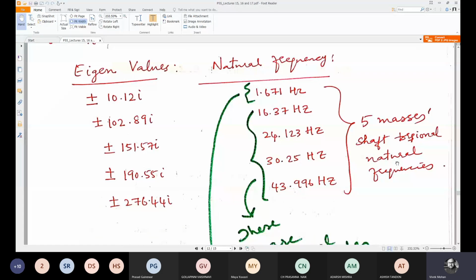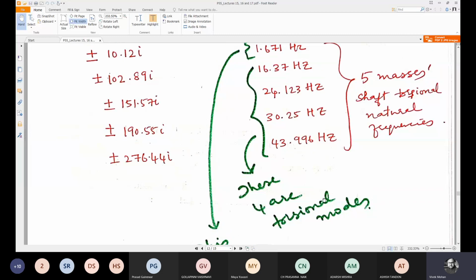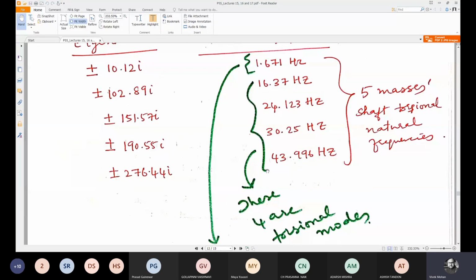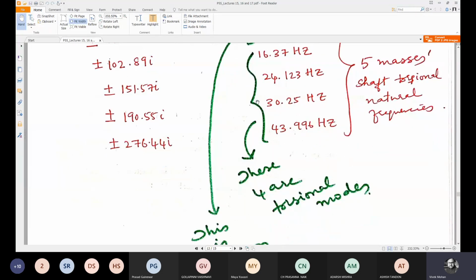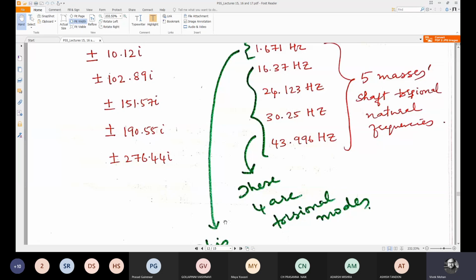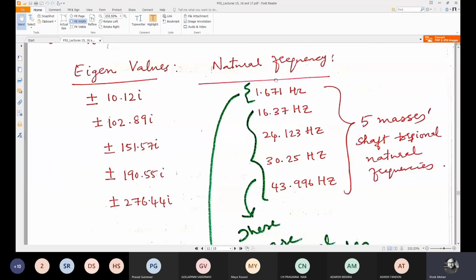These are the torsional natural frequencies of the 5 masses shaft system. So these 4 are the torsional modes, and this 1.671 is the common mode. The common mode has a very low frequency, normally around 2 hertz. So this 1.671 gives you the common mode, and these are the torsional modes.